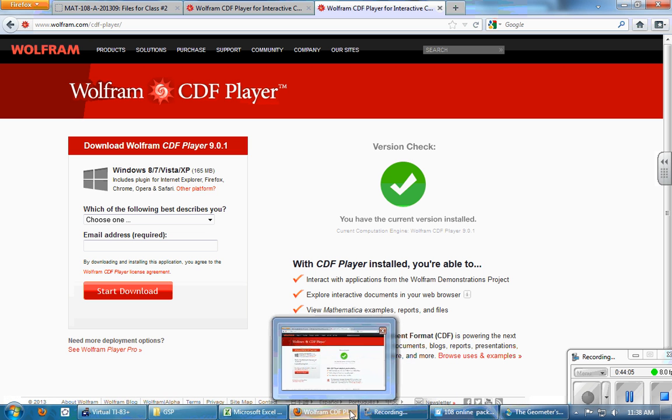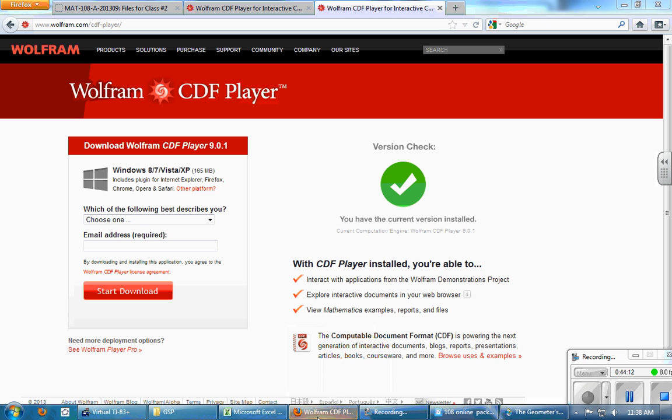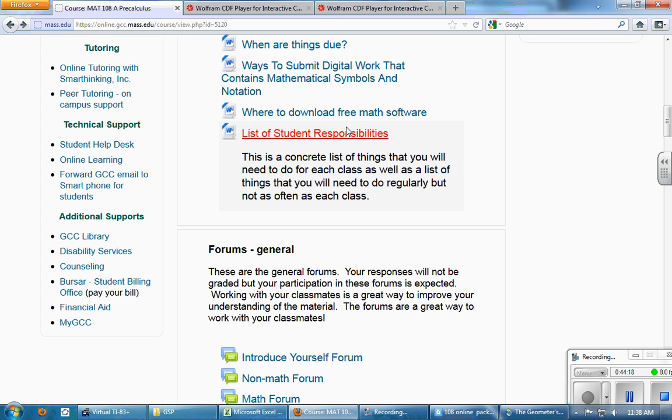If you don't want to do that right now, but you want to come back to downloading that, then go to our Moodle page, and I had mentioned a document about where to download free math software, and the directions for downloading Wolfram's CDF player are in here as well.